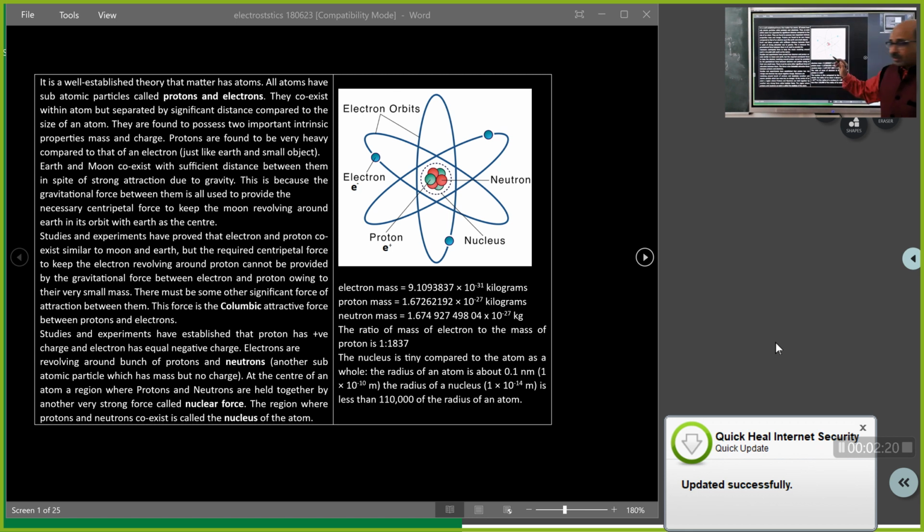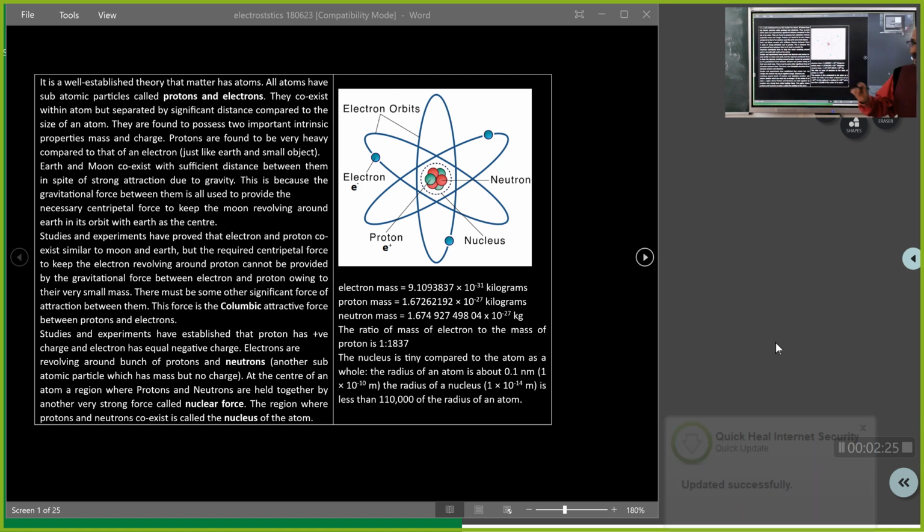Now, I think in the Dalton theory, you have learned how the atomic structure is. So here I am just focusing on the electrical aspects of the atom. Protons are found to be heavy compared to electrons, just like Earth and a small object. Earth and Moon coexist with sufficient distance between them in spite of strong attraction due to gravity. So there is gravitational force between Earth and Moon, but the Moon is revolving around Earth. With respect to the Moon, the Earth is at rest.